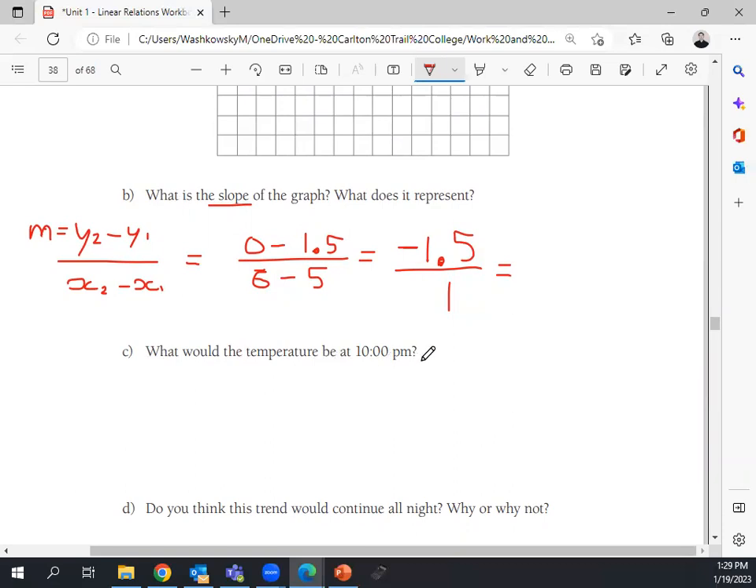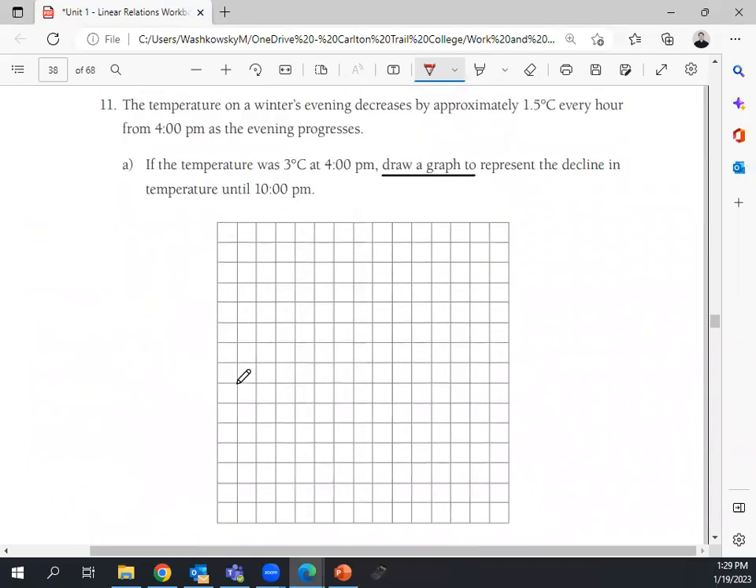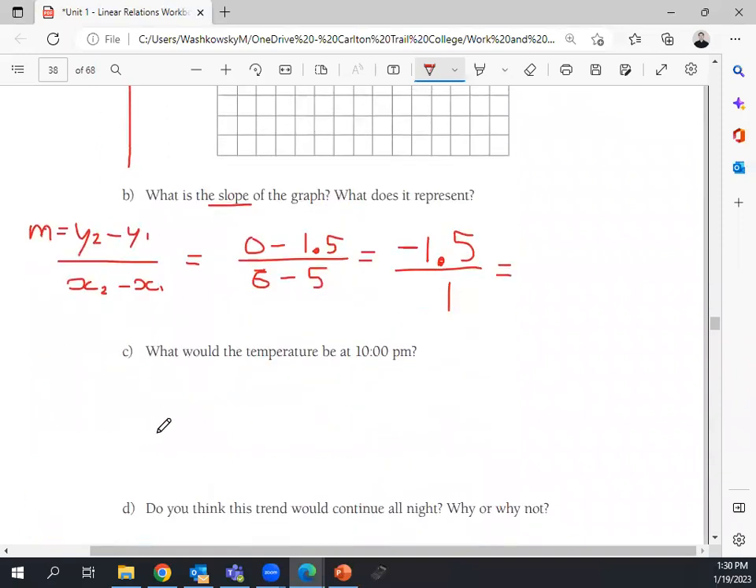So next question here is, what will the temperature be at 10 p.m.? Well, here's what I know. I do know that it decreases 1.5 degrees every single hour. If your table went long enough, you'd eventually see that it goes down to negative 6 degrees Celsius. Oh, I see what you're saying. What will the temperature be at 10 p.m.? It will be negative 6 degrees Celsius.